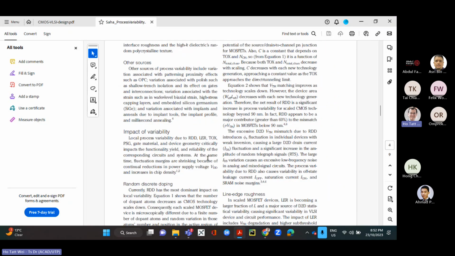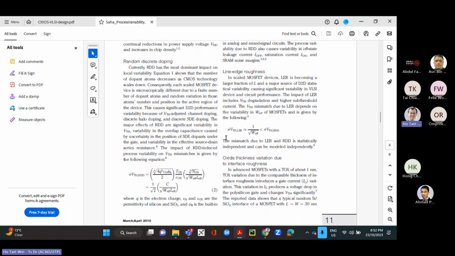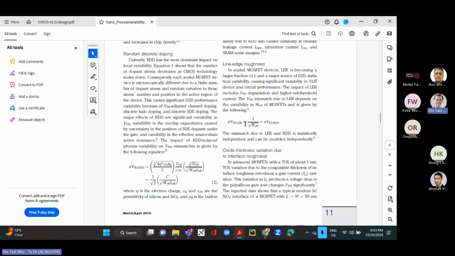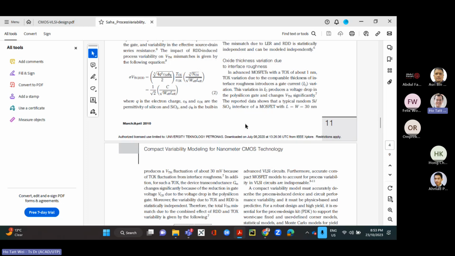So it shows all the random dopant fluctuation, which leads to threshold voltage variation, line edge roughness, and oxide thickness variation. Then there are a few others that they talk about. And they try to give you a comparison. How does the standard deviation of line edge roughness compare with the standard deviation of threshold voltage due to RDD? So all of these, line edge roughness, random dopant distribution, and oxide thickness, their variability changes the threshold voltage. All three of them, their variability changes the threshold voltage.